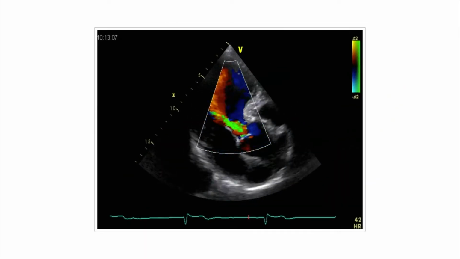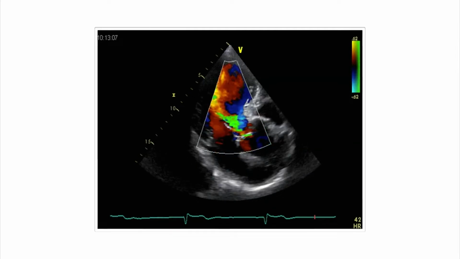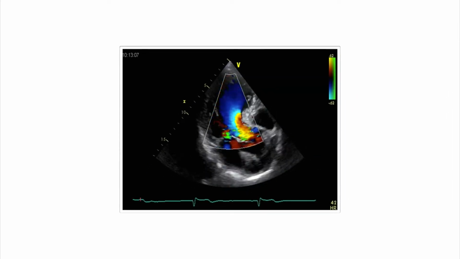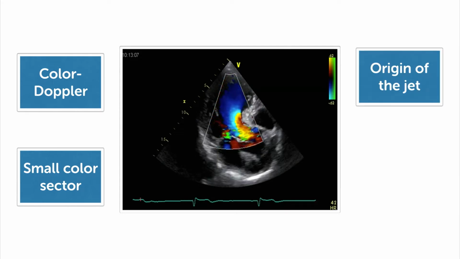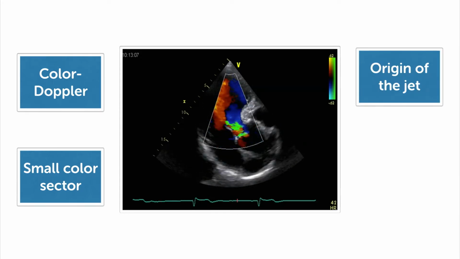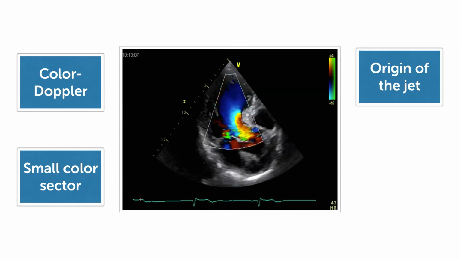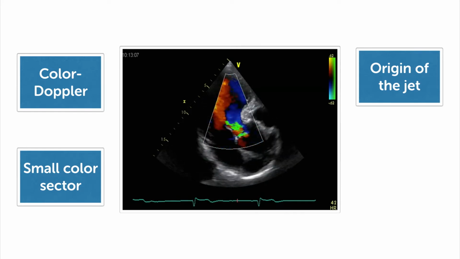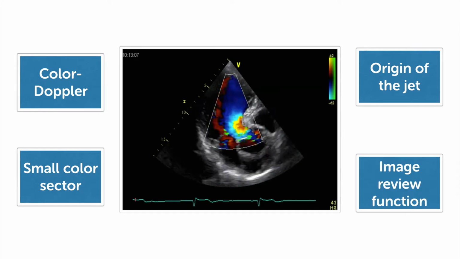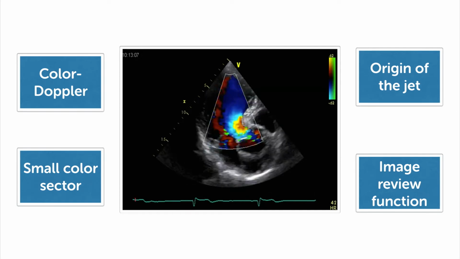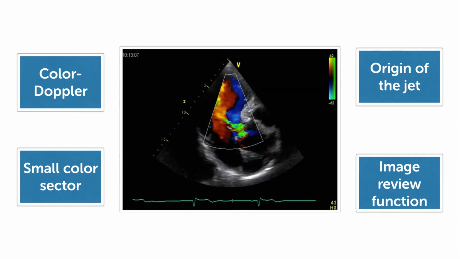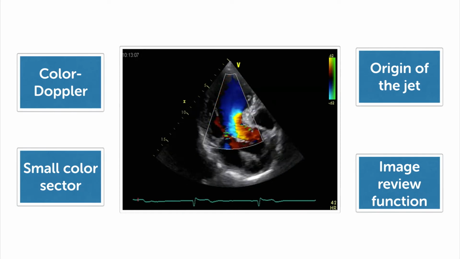And again, when you use color Doppler, a few pieces of advice: make sure the color sector is small. Try to always visualize the origin of the jet, which is more difficult than for mitral regurgitation, and use the image review function. So freeze your image and scroll it back and forth to analyze the jet completely.